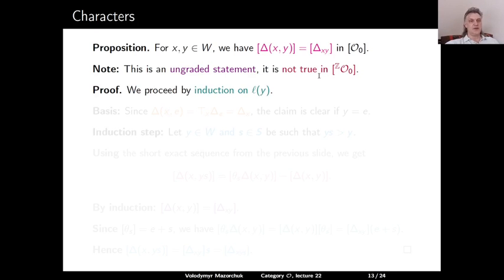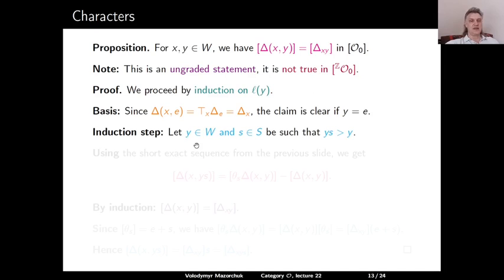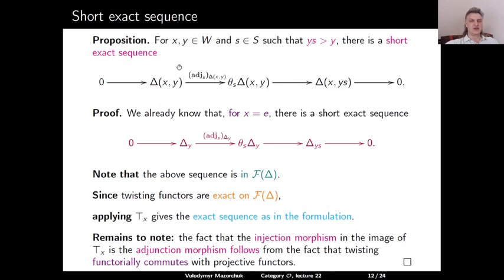To prove the statement, we proceed by induction on l of y. The basis of the induction is the observation that delta x, e is T_x delta E, which is equal to delta x, and so the claim is obvious in the case y is equal to the identity. For the induction step, let us take y in W and a simple reflection s such that ys is greater than y. Now let us look at this short exact sequence in the proposition.